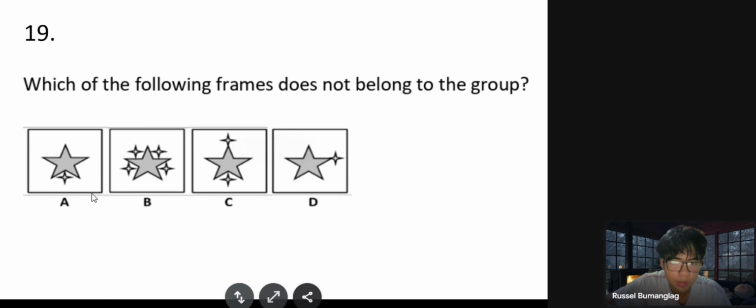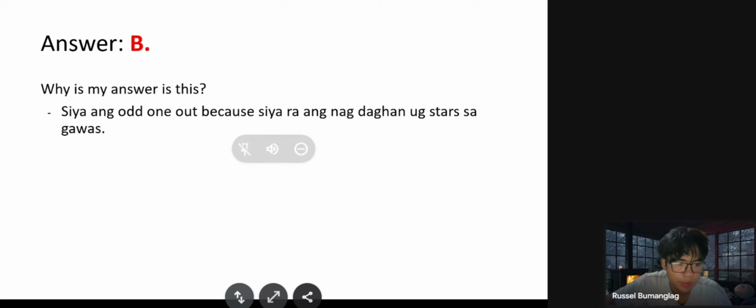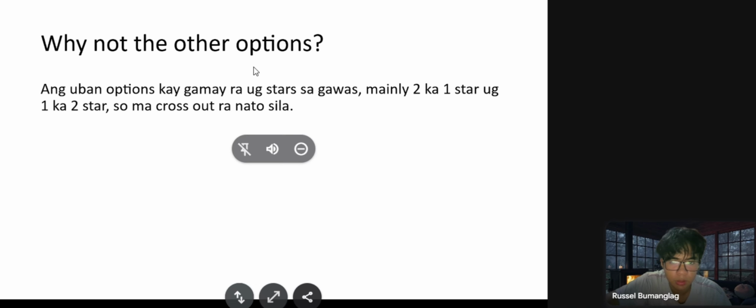For number 19, which of the following frames does not belong to the group? My answer is letter B because it's basically the odd one out, since it's the only one with many stars outside. The other options have only a few stars outside, either 2 with 1 star or 1 with 2 stars. So we can cross those out. And letter B suddenly has so many stars. So that's why I chose B as my answer.